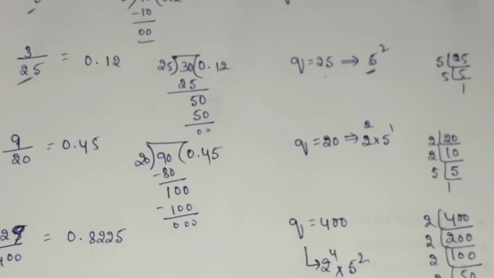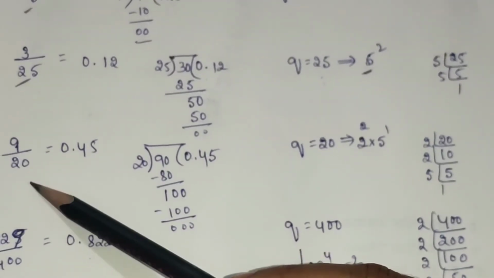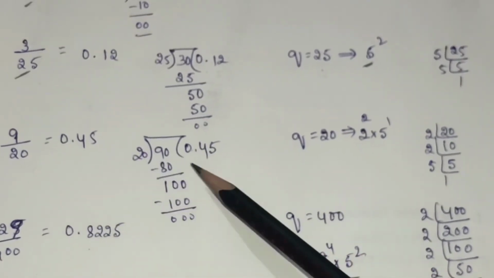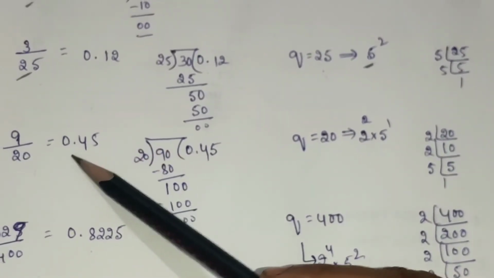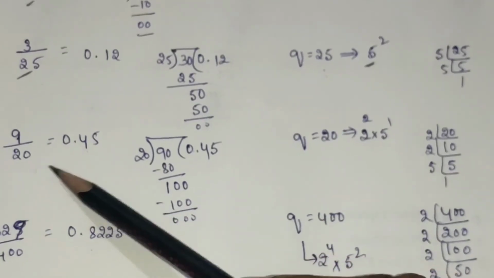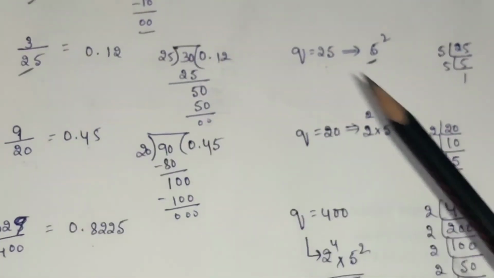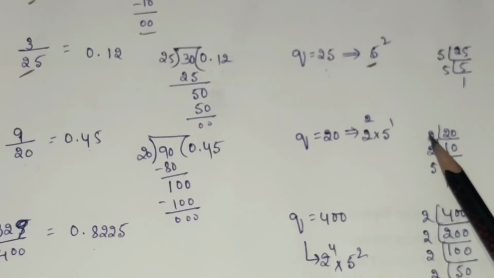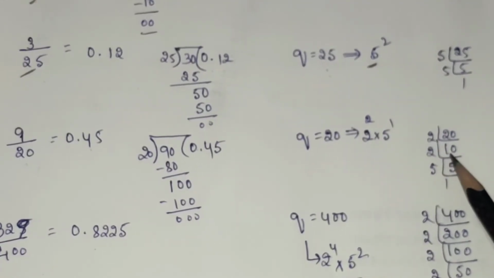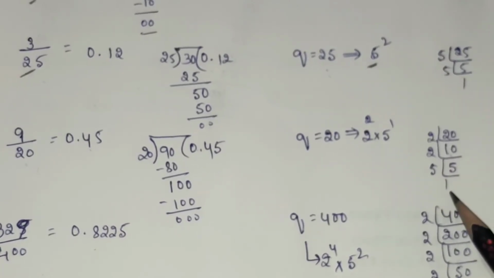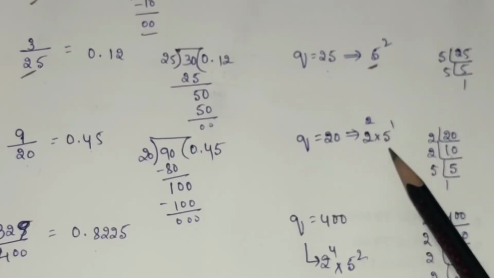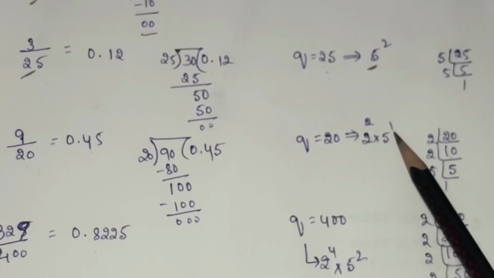Go for next example, that is 9 by 20, which has no common factor other than 1. When you divide, you will get 0.45 as a quotient. If you observe 20, this 20 can be written as 20, 2 10s are 20, again 2 5s are 10, again 5 1s are 5. When you observe, you will get 2 to the power of 2 and 5 to the power of 1.